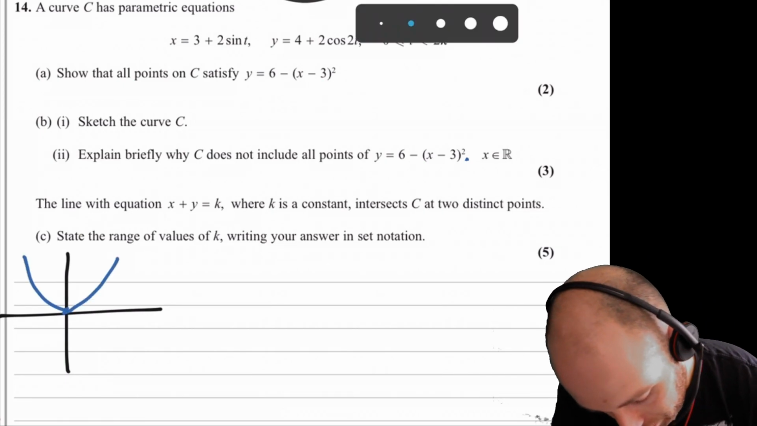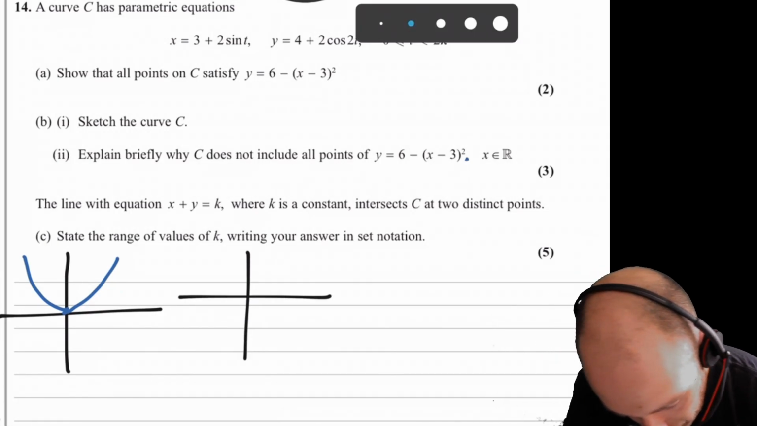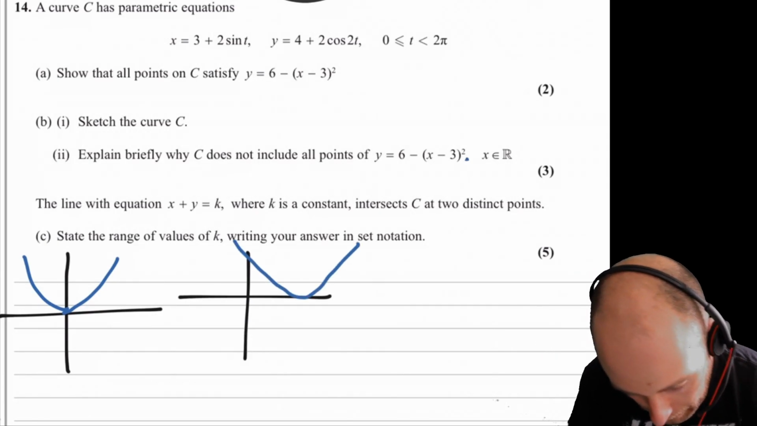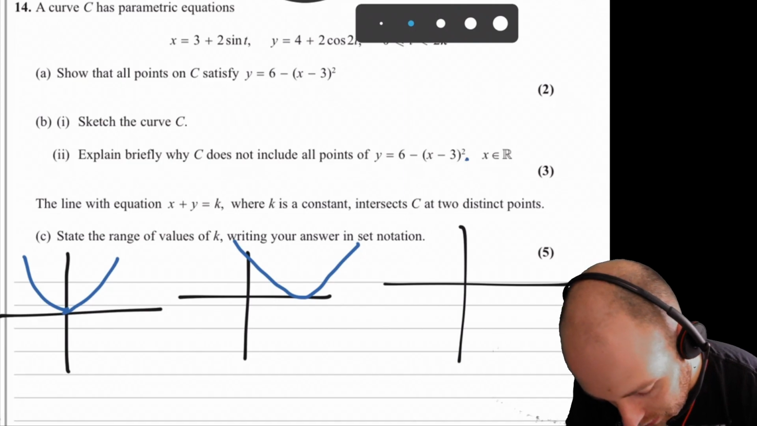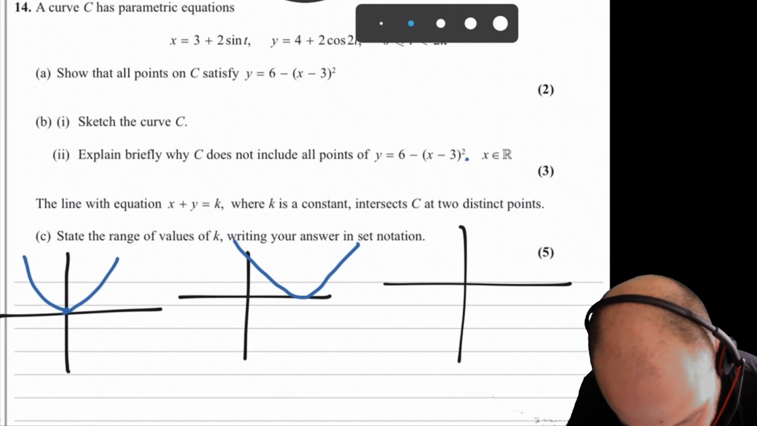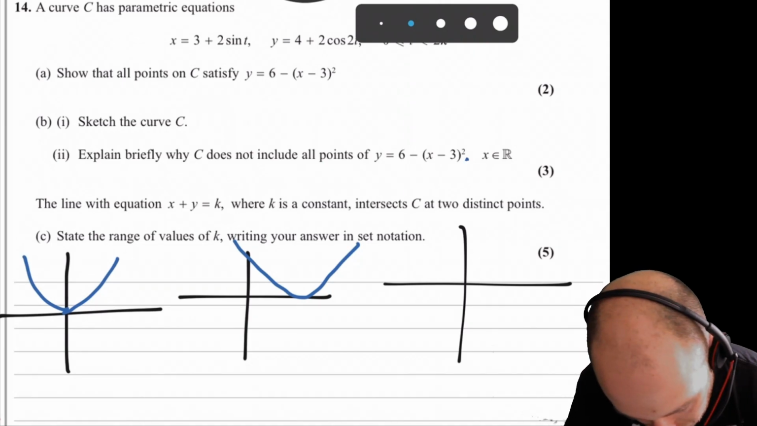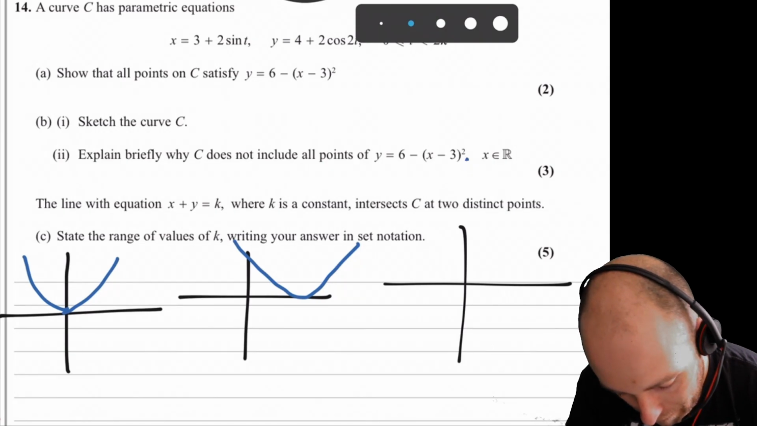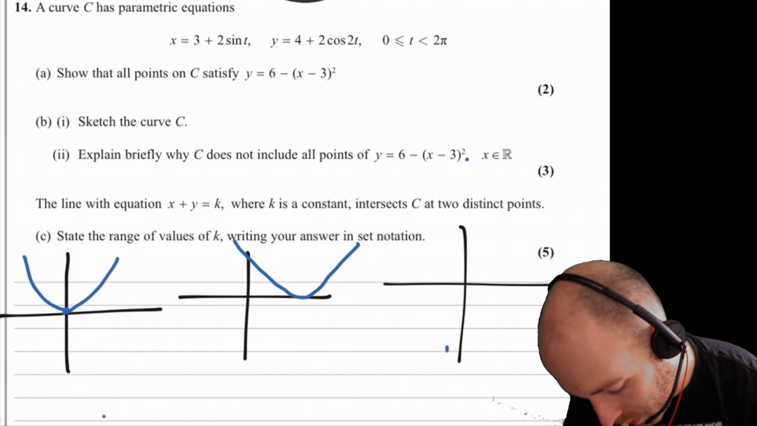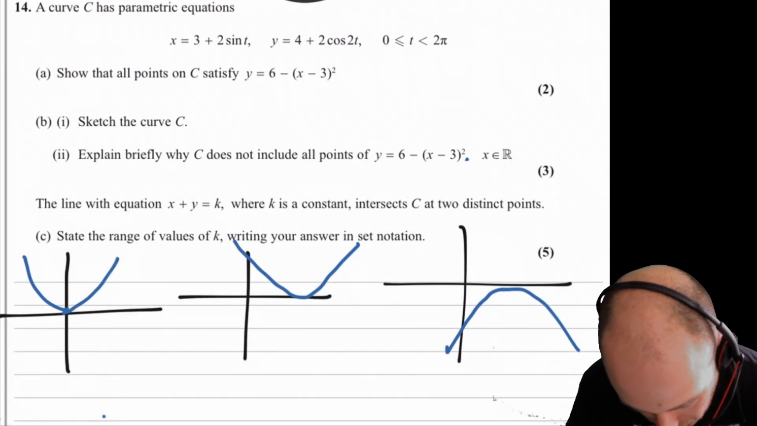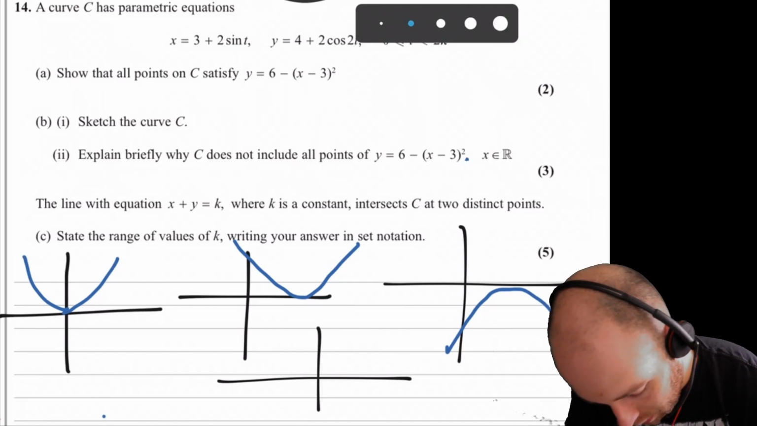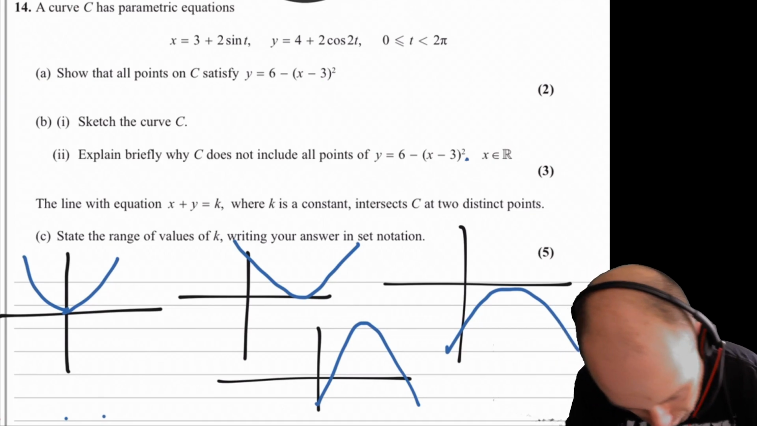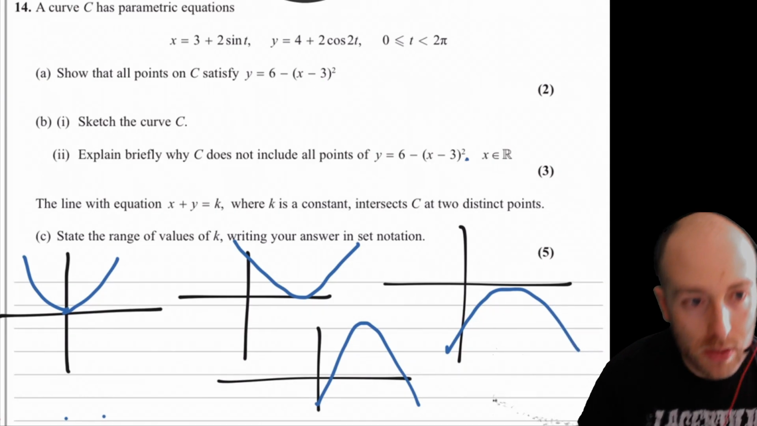We then moved it 3 in the x direction. We then reflected it in the y-axis. Wait a minute, is that right? Reflected it in the, reflect the y points in the x, yeah. So there we go. This one. And then we're moving it up 6. So our final answer should be that one. Cool, so there's your sketch.